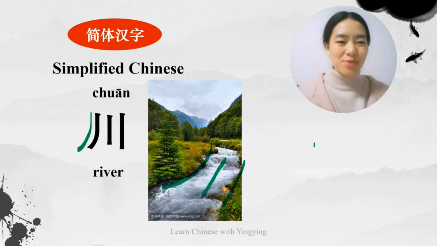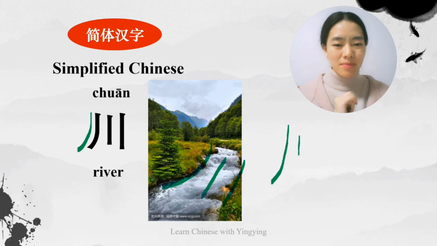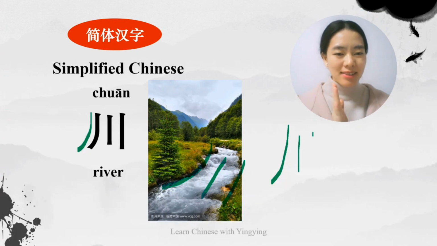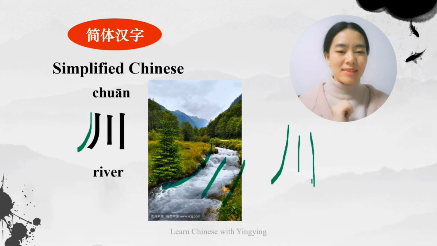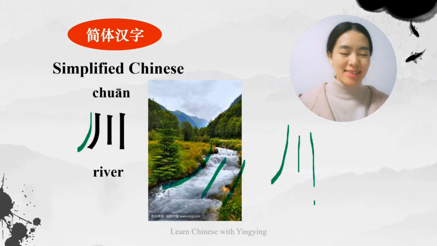So let's write it together. So from the left to right. The middle one is the shortest one. This is the word Tron. Tron. It means river.